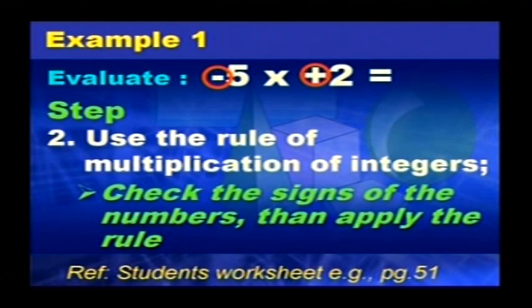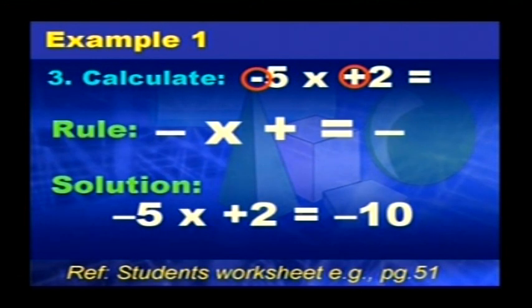Is that clear? So in that case, the third rule we are going to use is negative times positive is equal to negative. Automatically, you will know that your answer must be negative. So when you multiply negative 5 times positive 2, your answer will be negative 10. 7Es and receiving students, do you understand how to use the rule for multiplying integers now? Yes. And not only the rule, but the steps as well? Yes.